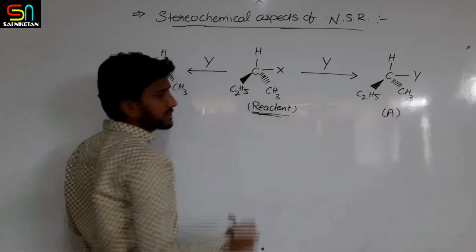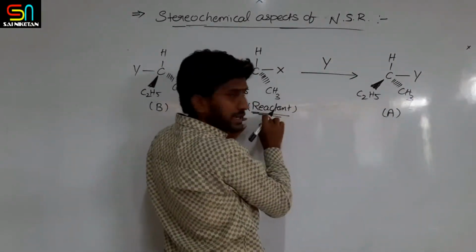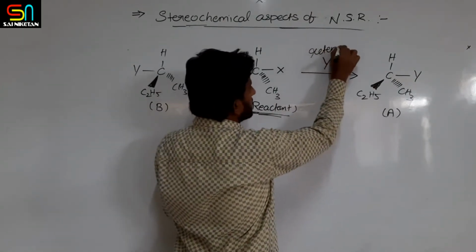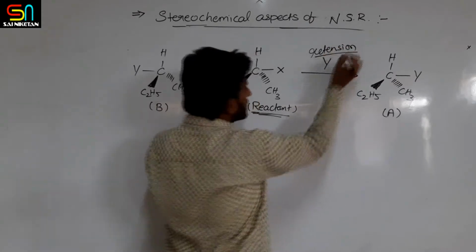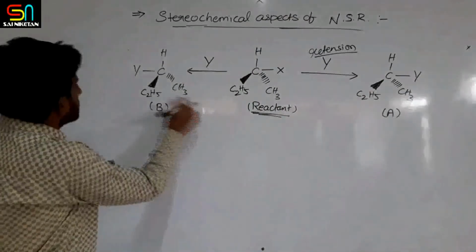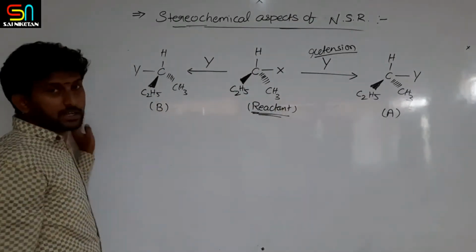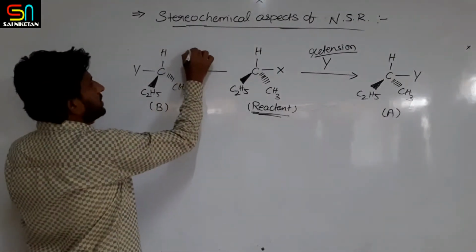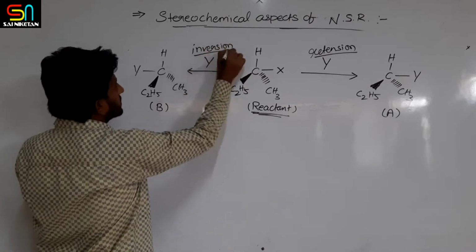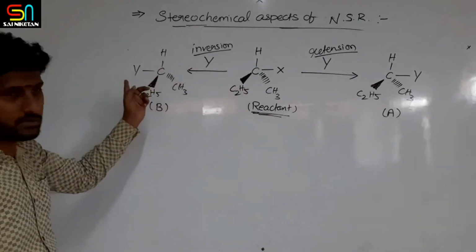Then what do you observe here? Product A is having the same configuration as the reactant. So this process is what? This process is retention. Retaining of the configuration in the products. Now this product B is having a reverse configuration to that of the reactant. So this process is called inversion. Okay? So that is retention, this is inversion.